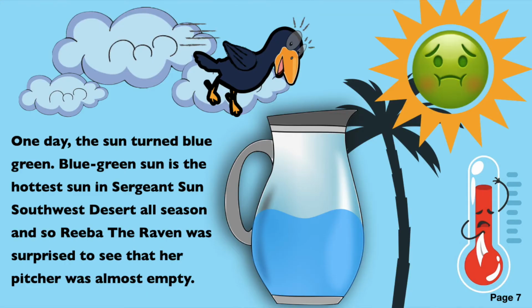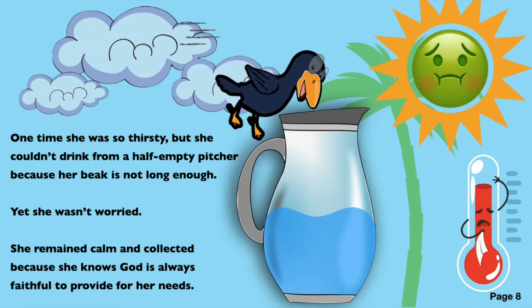One day, the sun turned blue-green. Blue-green sun is the hottest sun in Sergeant Sun's southwest desert all season, and so Reba the raven was surprised to see that her pitcher was almost empty. One time she was so thirsty, but she couldn't drink from a half-empty pitcher because her beak is not long enough. Yet, she wasn't worried.